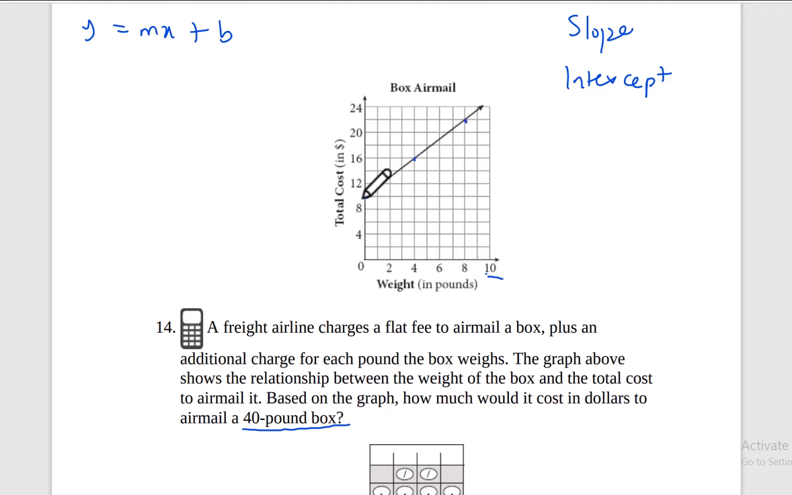Let's try this one. If we go up, 1, 2, 3, and running horizontally, 1, 2, 3, 4. So we are saying it's going up 3 times and running horizontally 4 times. So we're having our slope to be what? 3 over 4.